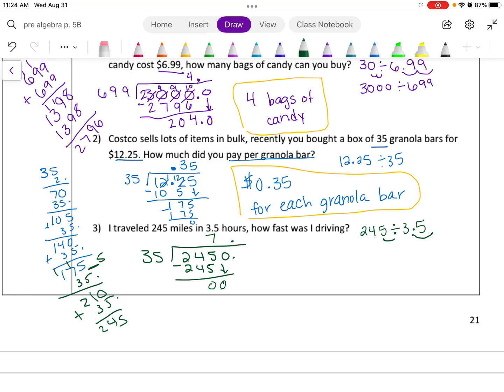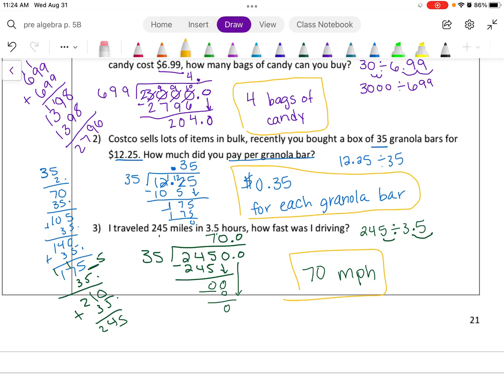Well, 35 does not go into 0, so it goes in there 0 times. All right. So it's just going to keep repeating this 0 pattern if we keep going. So 70.0, we could also write a 70. So if you travel 245 miles in 3.5 hours, you are driving 70 miles per hour.